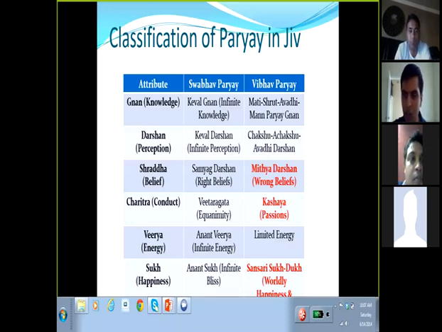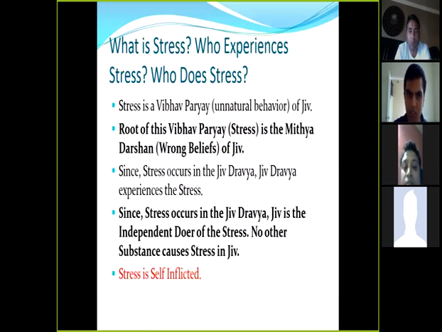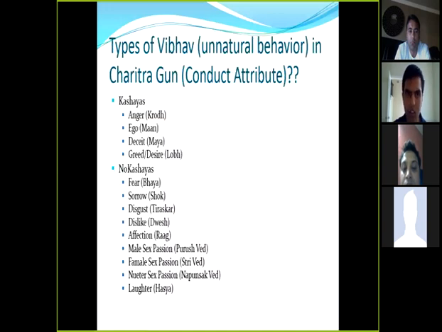Okay, so I'm assuming that these words are clear to you. Kashayas, passions, mean emotions such as anger, ego, deceit, and greed: krodh, man, maya, lobh. As well as no-kashayas, which means pseudo passions or minute passions that can eventually lead to kashayas, such as fear, sorrow, disgust, dislike, affection, male sex passion, female sex passion, neuter sex passion, and laughter. All of these are some form of kashayas, and they are unnatural behavior, or vibhav paryay, of the conduct attribute, or charitra gun, of the atma or jiva.